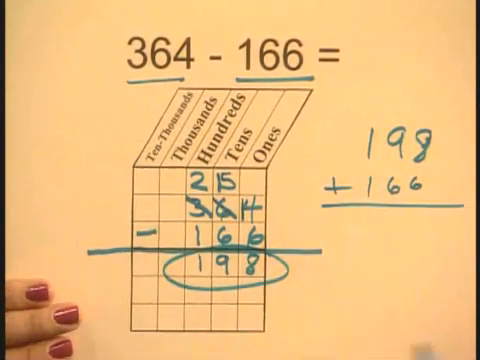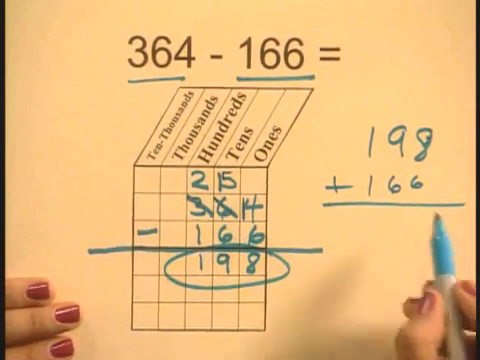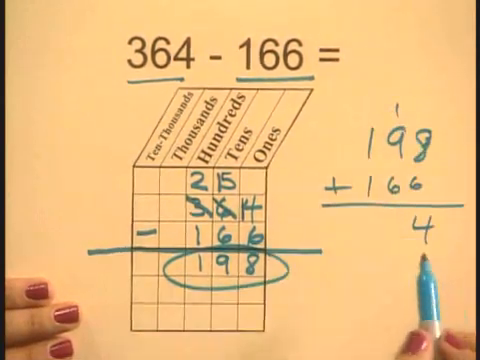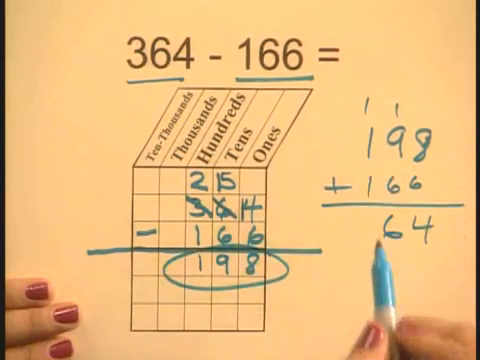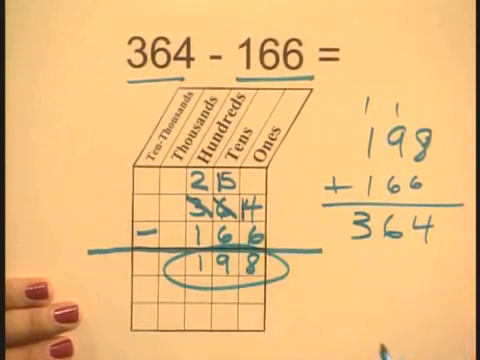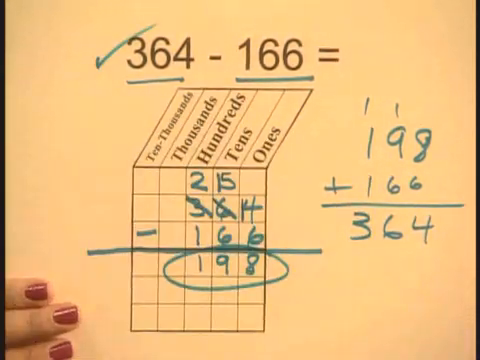That's a funny looking 8, okay? 8 plus 6, 14. Carry the 1. 10 plus 6, 16. Carry the 1. 1, 2, 3. 364. Does that check? Yes, it does. Okay, so we did that correctly.